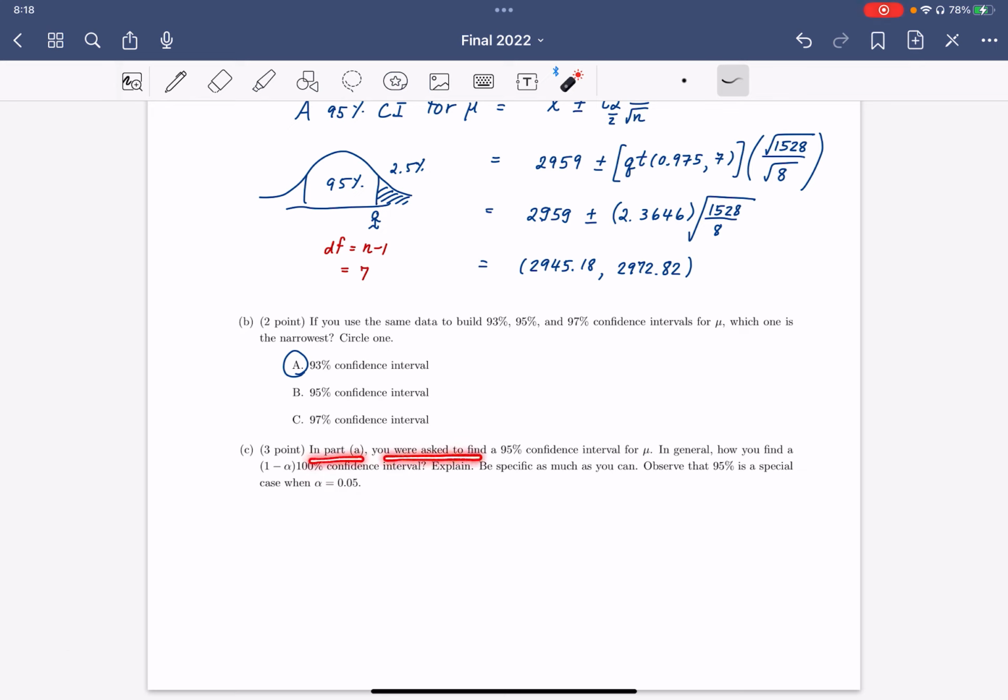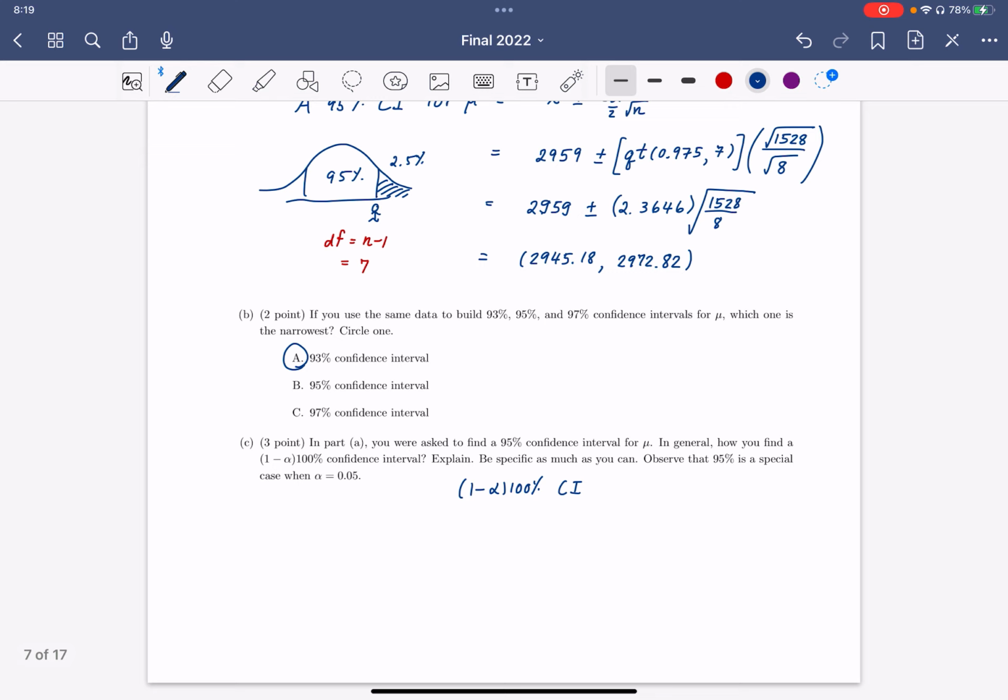In part A, you were asked to find a 95% confidence interval for mu. In general, how would you find a (1 minus alpha) times 100% confidence interval? Explain. Observe that 95% is a special case when alpha equals 0.05. If you need a (1 minus alpha) times 100% confidence interval, the thing that differs from 95% is that you're going to save (1 minus alpha) times 100% in the middle of the t distribution.